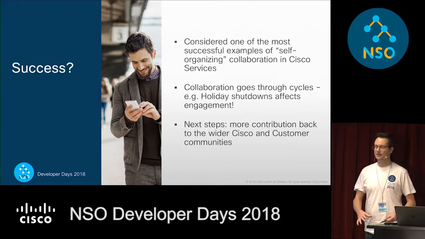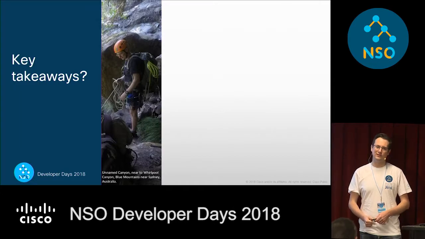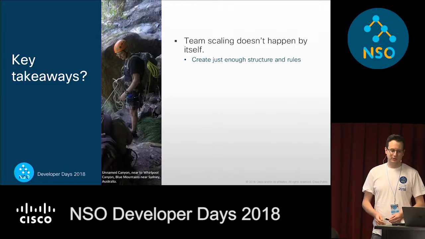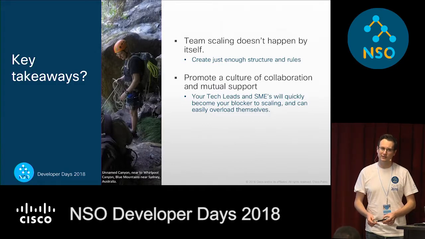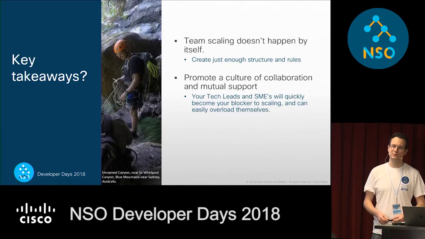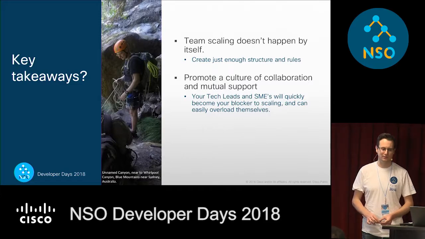Team scaling doesn't happen by itself. Create just enough structure and rules, but don't go overboard. Promote that culture of collaboration and mutual support. We thought it would happen, and we found it's pretty true. Your tech leads and your subject matter experts become your blocker to scaling your teams, and they'll happily take on too much work. There's a can-do attitude in Cisco, but that's not a good thing. It's not sustainable for the long term.